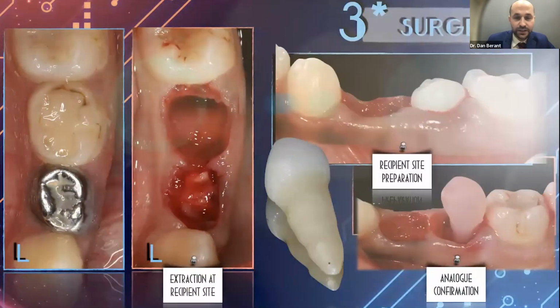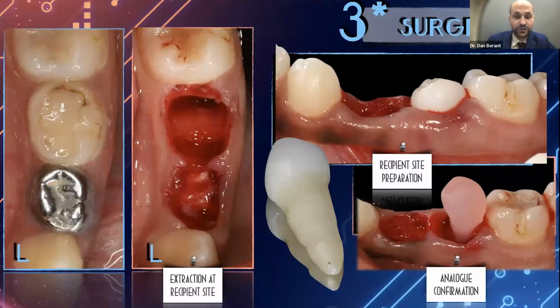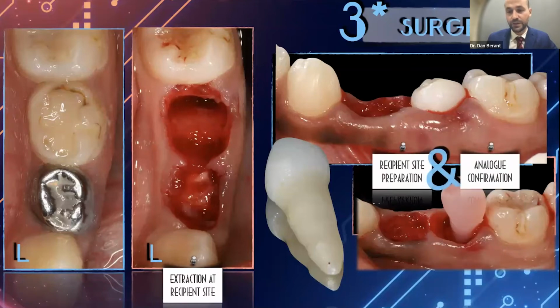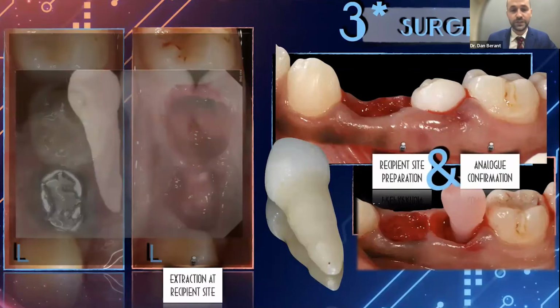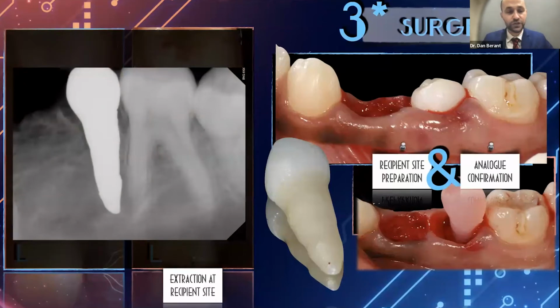Now, what we did in this particular case, we actually used the zirconia analog to help shape and change the cylindrical shape of the implant drills to one that's more conical and more similar to the actual root that we are going to be transplanting. And so here we see the recipient site, analog confirmation, and we took an X-ray just to make sure that we're at adequate length and that we are in the proper position.